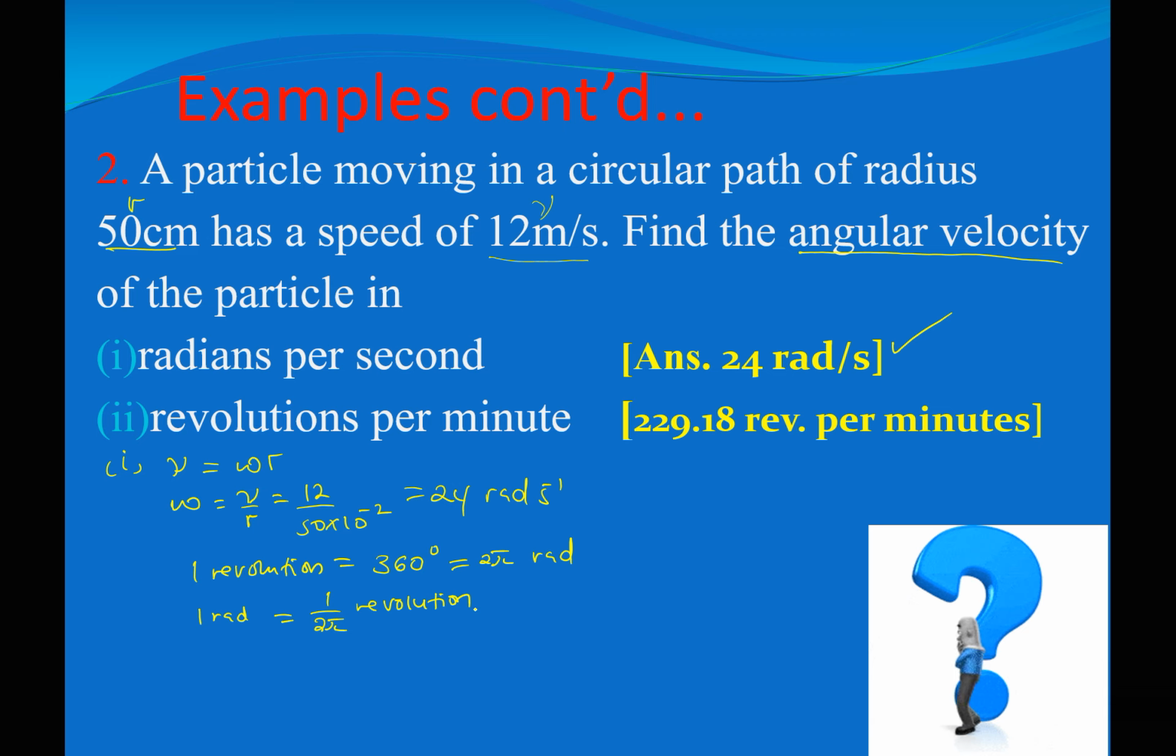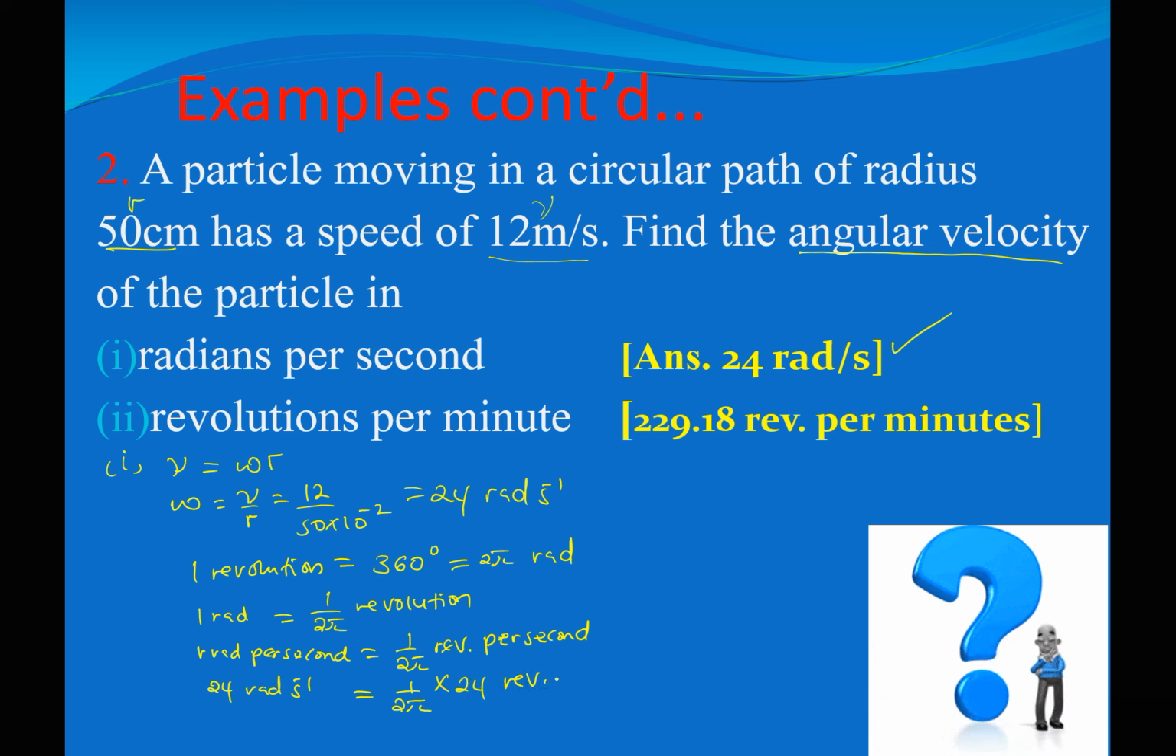So remember, we have 24 radians in 1 second. What is 1 radian in 1 second? So we divide both sides by 1 second. So it means 1 radian per second is the same as 1 over 2 pi revolutions per second. It is the same thing. So all we need is just to convert 24 radians per second into revolutions per minute. So 24 radians per second is going to be equal to 1 over 2 pi times 24.